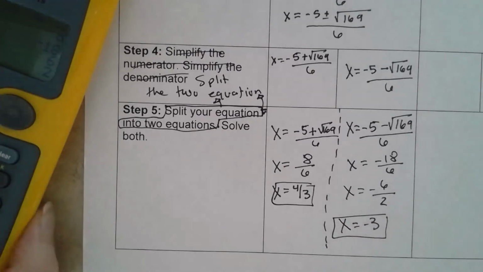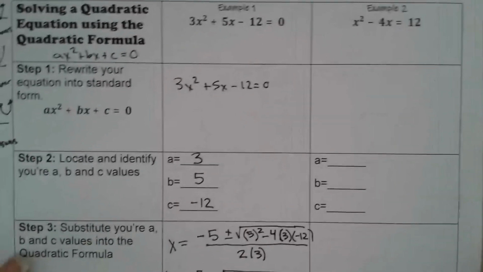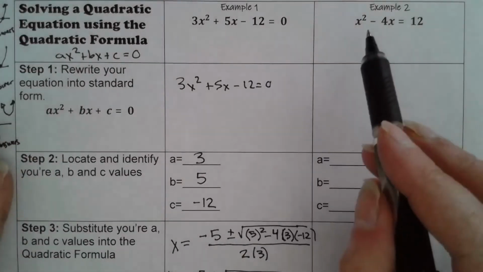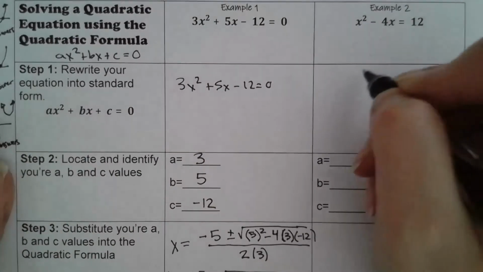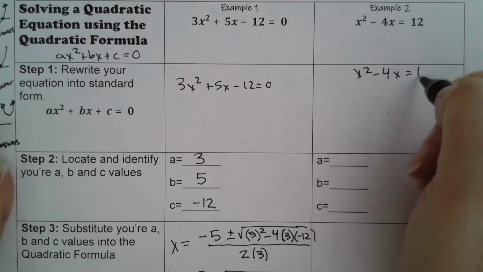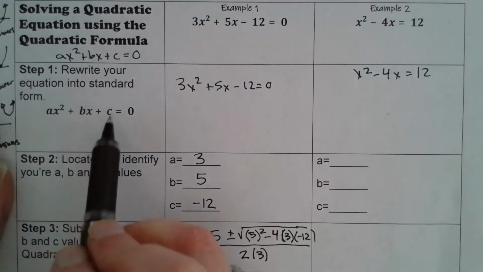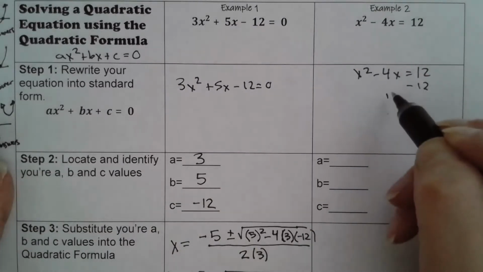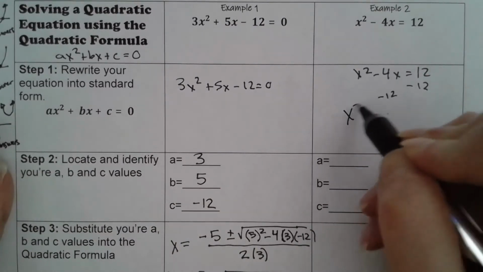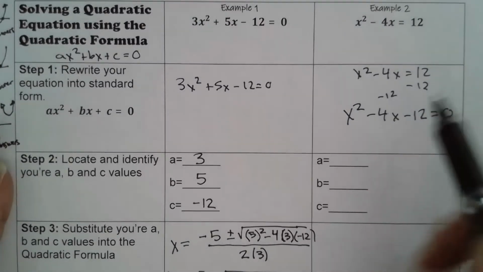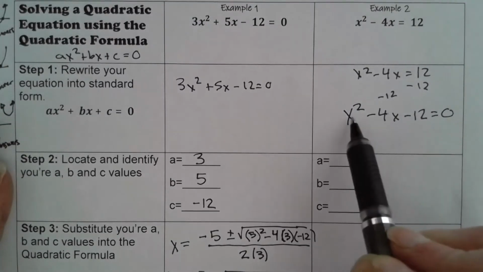Let's do another one. Okay. Back to the beginning. First step, rewrite your equation in standard form. So this one, we have x squared minus 4x equals 12. Well, we want it to be plus or minus c equals 0. We want this equal to 0, so we're going to subtract the 12 over. So x squared minus 4x minus 12 equals 0. So now I have it in order.